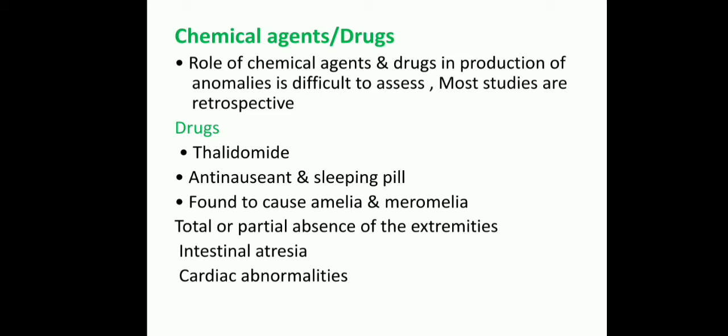Thalidomide is one of the drugs, and next are anti-nauseants and sleeping pills, found to cause meromelia, total or partial absence of the extremities. I already showed one picture. Total or partial absence of the extremities is there because of these drugs. With thalidomide, the baby suffers with extremity difficulties. Okay, absence is there. And next one is intestinal atresia and cardiac abnormalities. Because of some drugs, these malformations may be present in the baby.